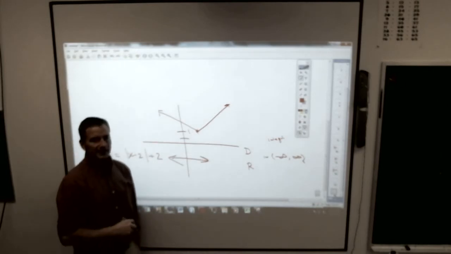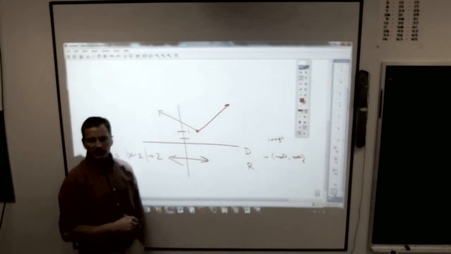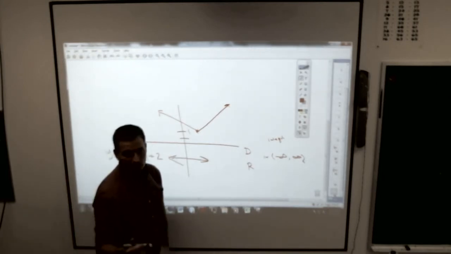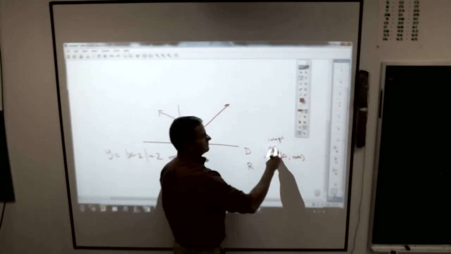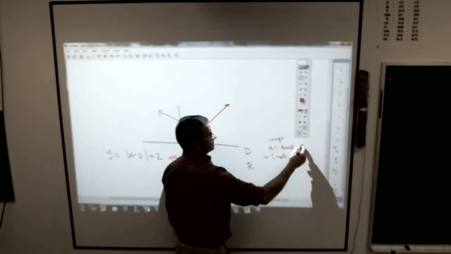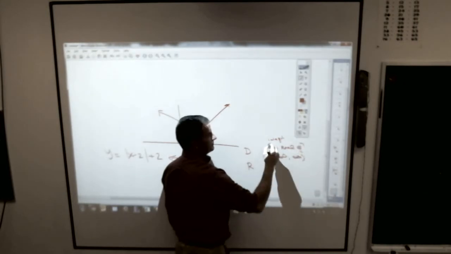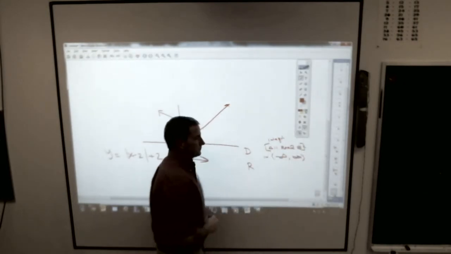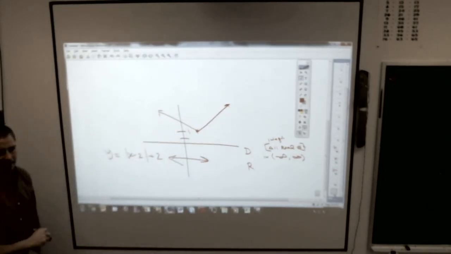How do you write that in inequality form? Or what would I write for that? Anybody? Elijah? Y equals positive infinity x. Nope, just all real numbers. The domain is all real numbers.